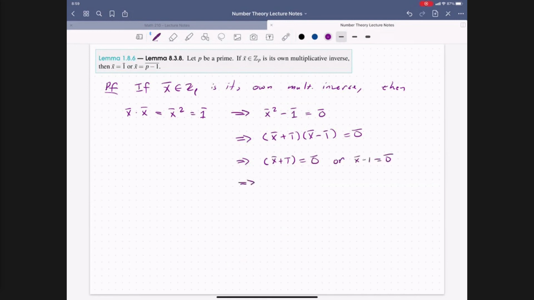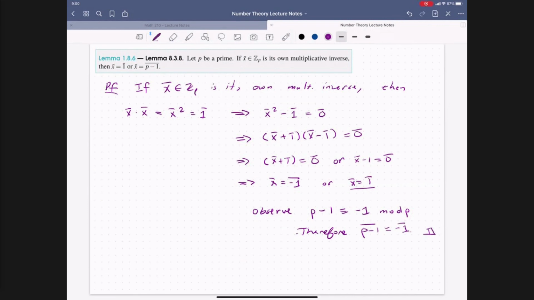And so this tells us that x bar is either negative 1 bar or x bar is equal to 1 bar. And we have part of the statement. For the second part of the statement, observe that p minus 1 is congruent to negative 1 mod p. And so therefore, p minus 1 bar is equal to minus 1 bar, which finishes the proof of this lemma.